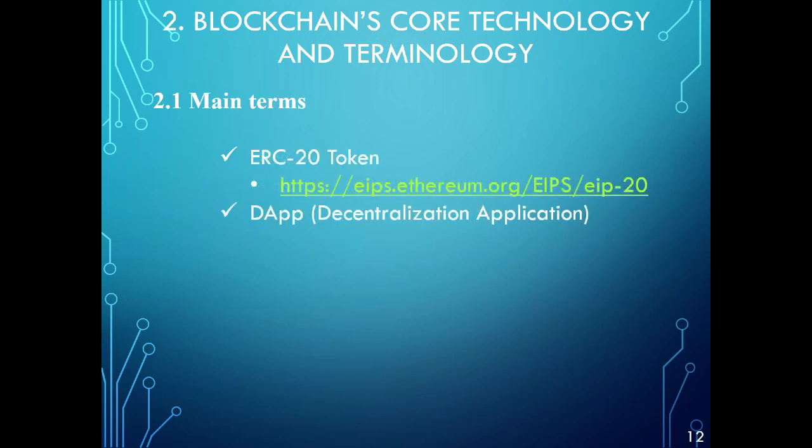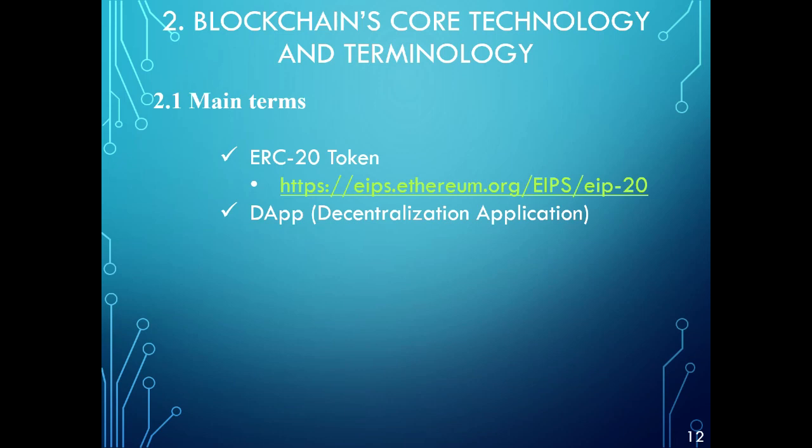ERC20 is a standard token specification established by the Ethereum blockchain network. ERC stands for Ethereum Request for Comments, and the number 20 means the 20th proposal of EIPs, that is, the Ethereum Improvement Proposal. Usage of this token, name, symbol, total supply, remittance, balance, and other tasks is specified in detail on the site below.